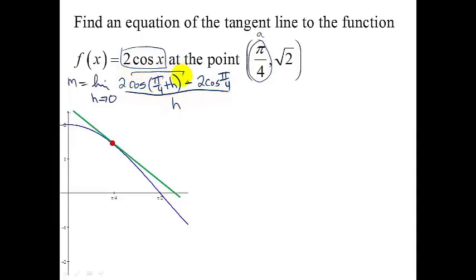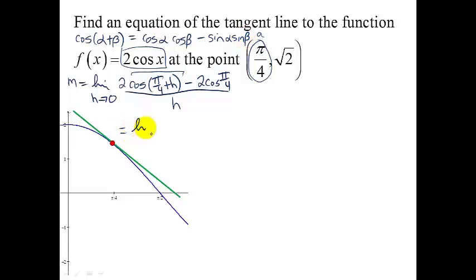Right here we see we have the cosine of a sum, so we need to remember the sum formula for cosine from trig. That was cosine of alpha plus beta equals cosine of the first angle, cosine of the second angle, minus sine of the first angle, sine of the second angle.